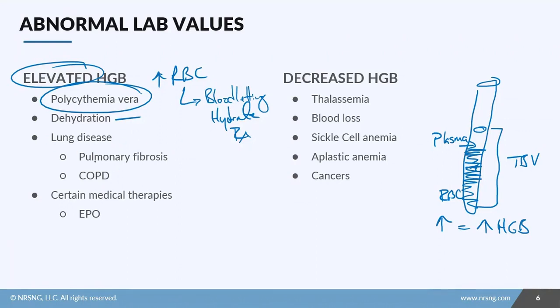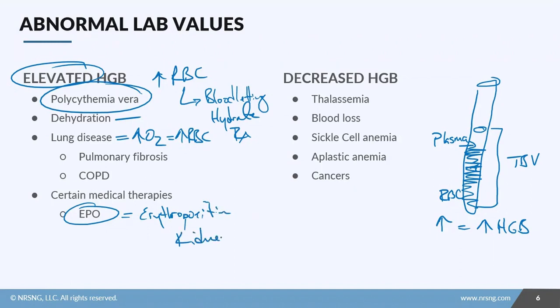Also, think about lung disease. So lung disease means you have an increased need for O2. That means you're going to have an increased need for RBCs. So you could see some mild elevations with lung disease like pulmonary fibrosis or COPD. Other medical therapies like EPO. So EPO is erythropoietin, produced in the kidneys. So if your patient has like chronic kidney disease, they may be on EPO supplementation, which will cause that hemoglobin to be elevated.